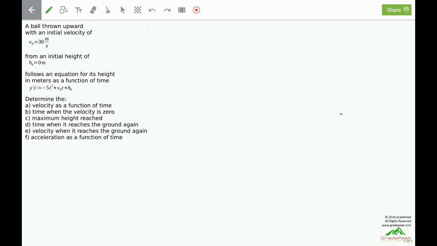The position function, the height in meters as a function of time, is negative 5t squared plus v naught, that's a 30, times t, plus h naught, that's a 0. So we have the position function of time here. For part A, we're going to determine the velocity as a function of time. The velocity as a function of time is the derivative of the position as a function of time.